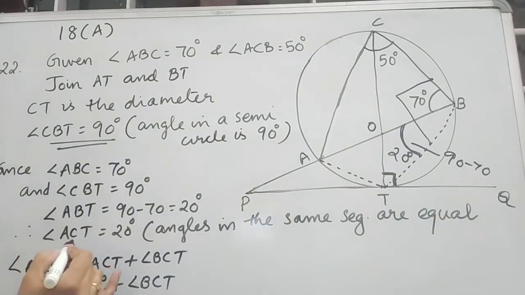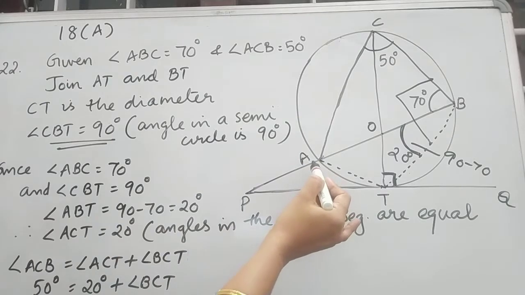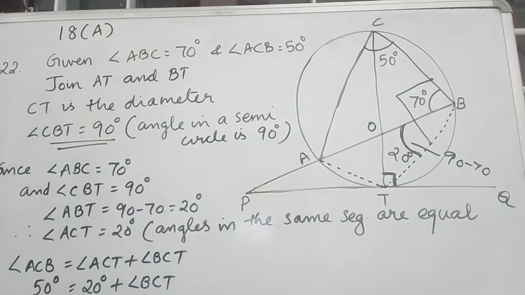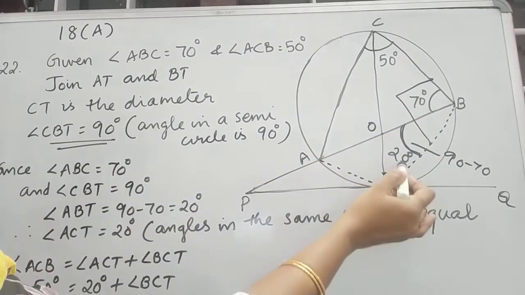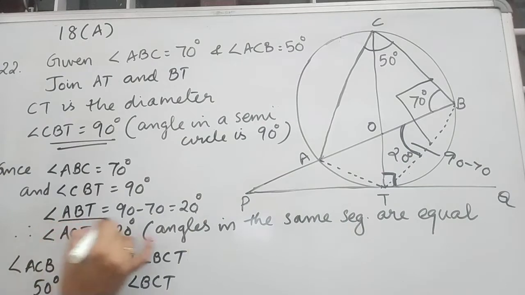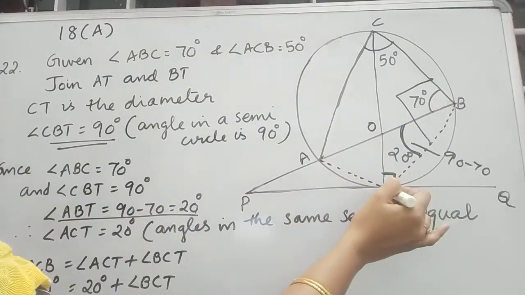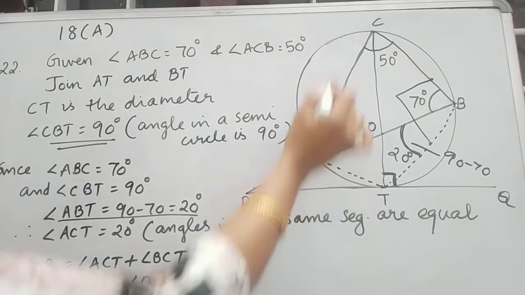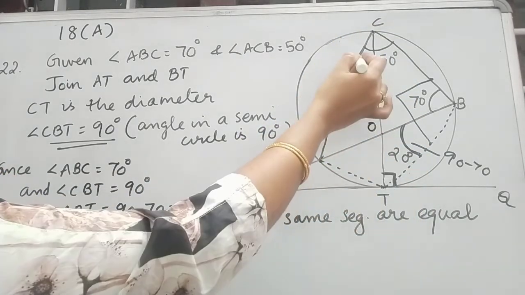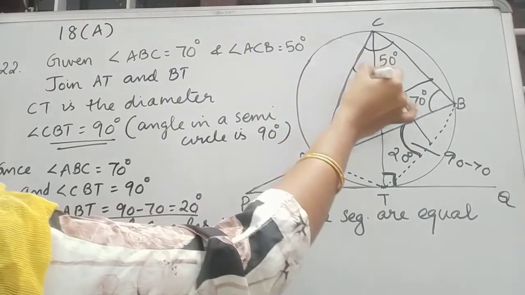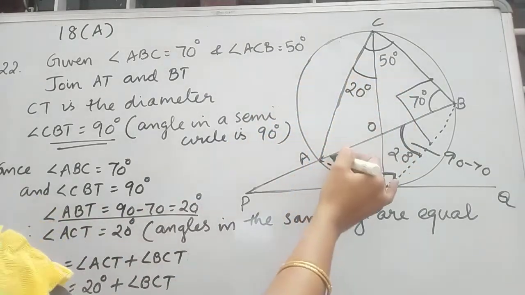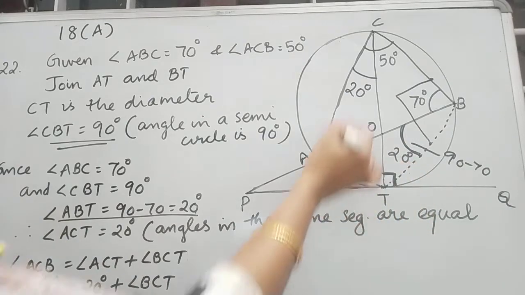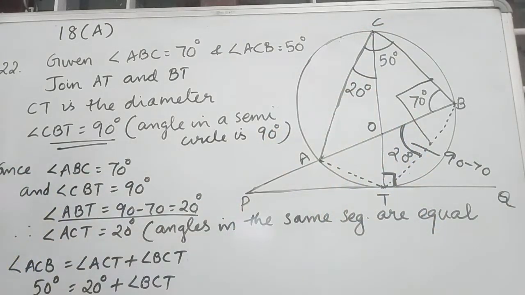So what is ACT? How will we get ACT? Since we got ABT as 20 degrees, and AT is a segment, ACT also will be 20 degrees since ABT is 20 degrees. That is, angles in the same segment are equal.